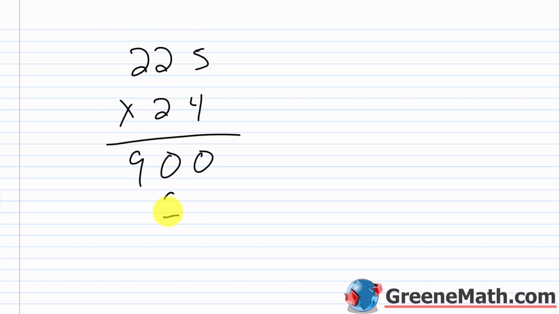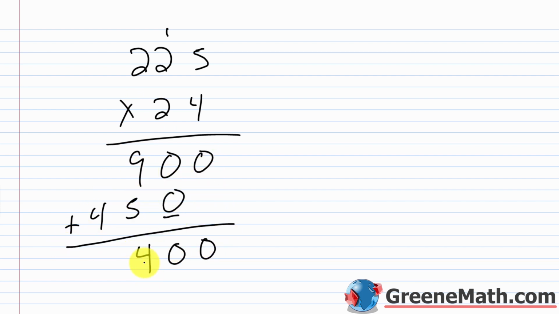2 times 5 is 10. 0 down, carry the 1. 2 times 2 is 4, plus 1 is 5. 2 times 2 is 4. So we add here, bring down the 0. 0 plus 0 is 0. 9 plus 5 is 14. 4 down, carry the 1. 1 plus 4 is 5. So 5,400. So again, our result was 5,400.